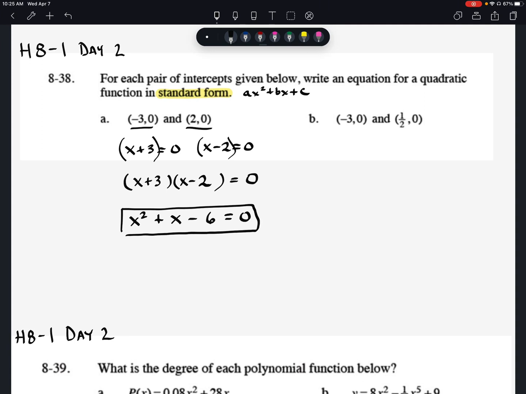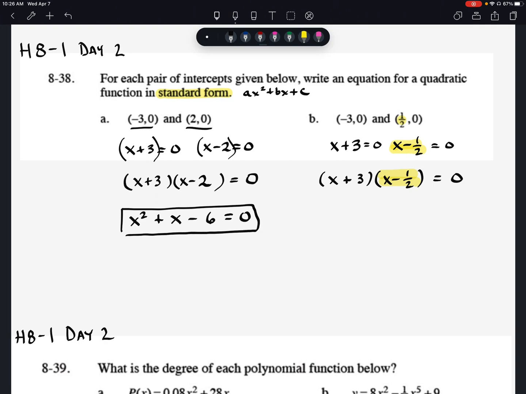Same thing can happen in the next one. If we know that we have -3, 0, and then we have 1/2, 0. So you can always say that x plus 3 would have been the factor for where we got -3. And then we could say x minus 1/2 for the second one. Now you've got x plus 3, and then you've got x minus 1/2 as your two factors. Some people may not like this, though, having to deal with the fraction. Because x minus 1/2 equals 0, we know that the answer is 1/2. But what if we don't want to have fractions in it?